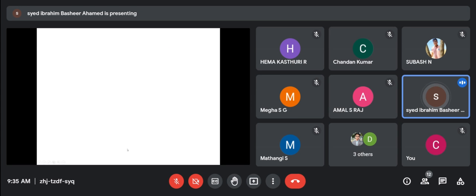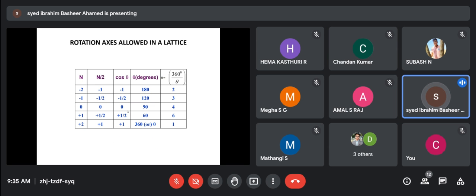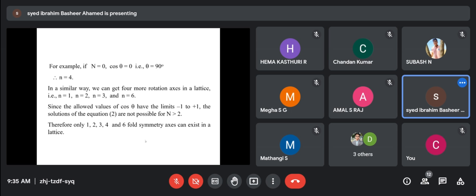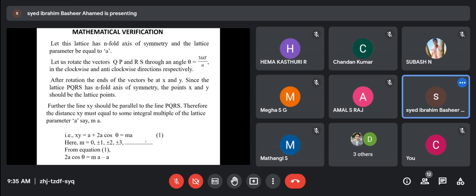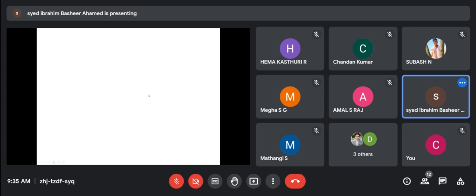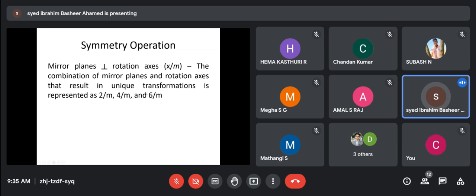Let's start the class. Okay. So yesterday we saw about five types of symmetry operations, and how many kinds of fold and fold axis rotation symmetry can happen, that we saw in the last class, right? So today we are going to see some more symmetry operations.